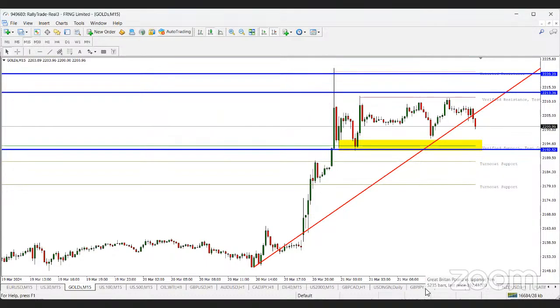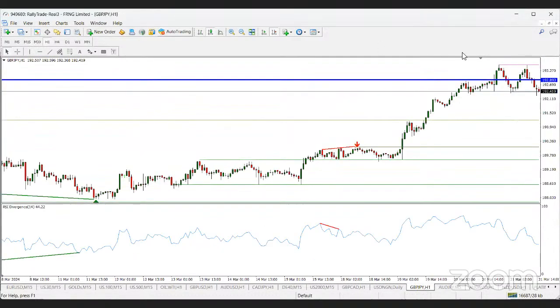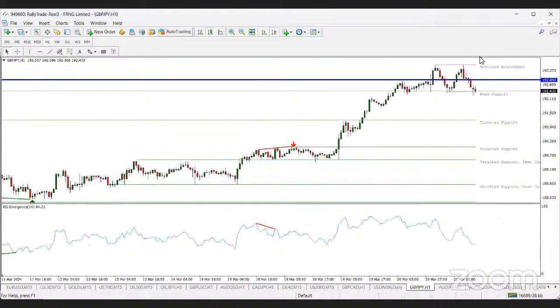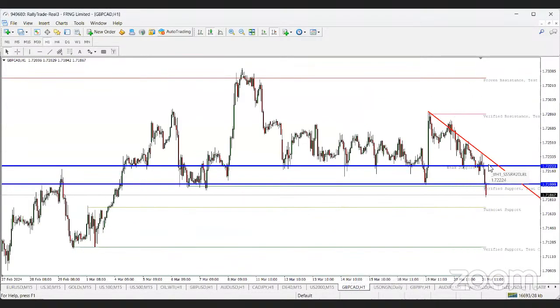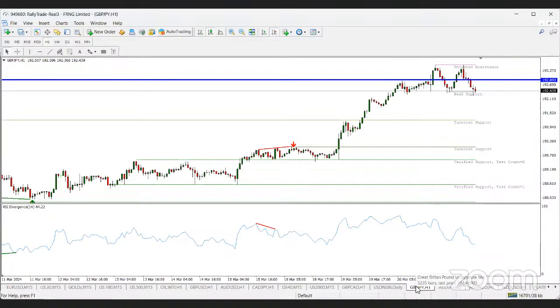Let's look at one more non-dollar related pair. Let's look at GBP JPY. We said to sell GBP CAD in the morning. I think that was also a very good trade. You can see how well GBP CAD really sold, right? So congratulations to those persons who took GBP CAD.